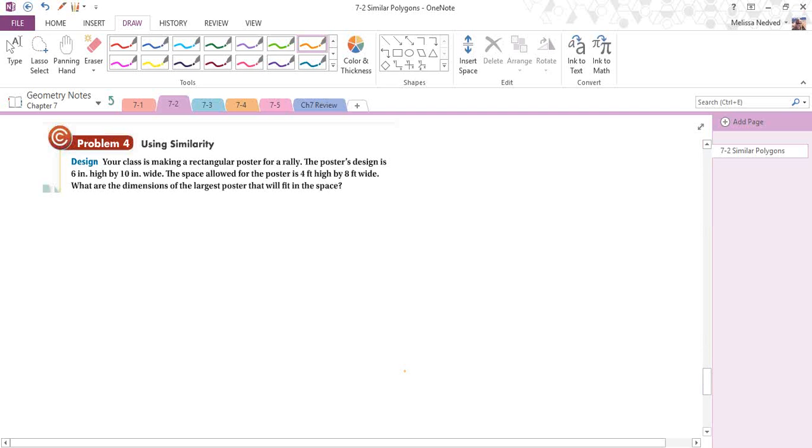So what they're saying is, imagine that your design is about the size of a piece of paper. It's a little bit less than your computer paper. And we want to blow it up to fit this poster that's 4 feet by 8 feet. But you don't want to mess up the proportion, right? You don't want to make it too long or too wide. You want to keep the proportions the same so it looks normal. We're not changing the look of the design, but we want it to fit as big as we can on this poster board. So this is also a 2-step process.